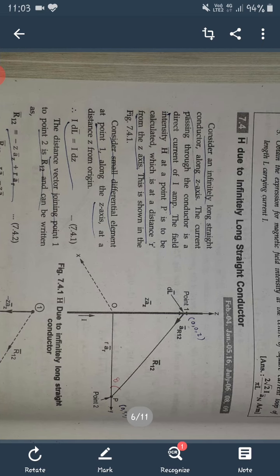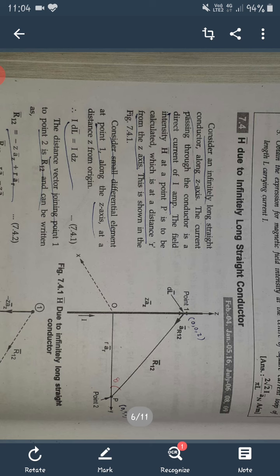Consider a small differential element at point P1 along the z-axis at a distance z from the origin. You can see at a distance of z we have taken a small length. We write z in vector form as z az cap. Therefore the coordinate of this point 1, as mentioned in the diagram, is 0 0 z. So I dl will be equal to I dz, because dl equals dz, as it is on the z axis. The elemental length will be given by dz.